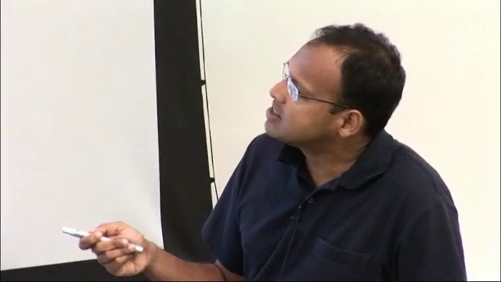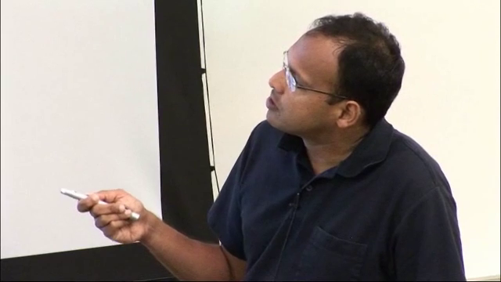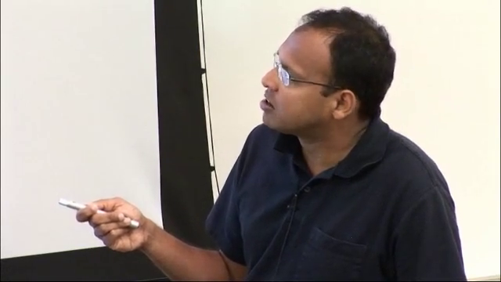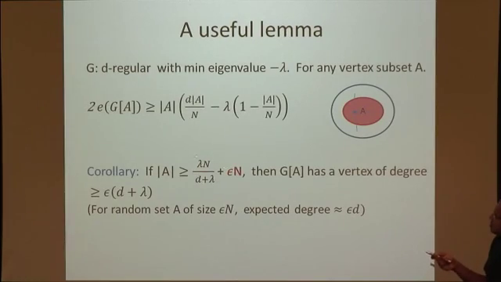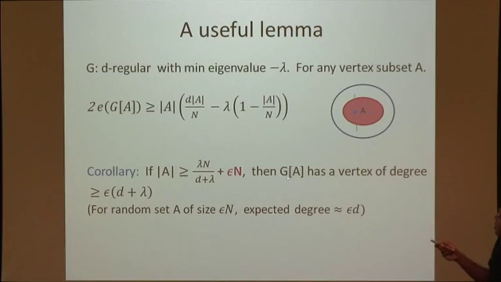The useful corollary of this result for our purposes will be the following. If I look at any set A of size, say, epsilon n, where epsilon is some small constant, plus some little term that depends on the spectrum, think of this as a negligible term because lambda is much smaller for us than D, then this set will have a lot of edges. It will behave like a random set of size epsilon n. In other words, G of A has a vertex of degree at least epsilon D. This will be a useful corollary for us.